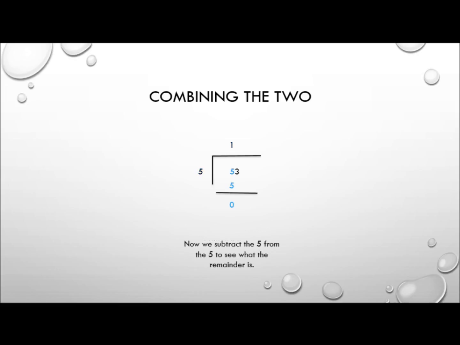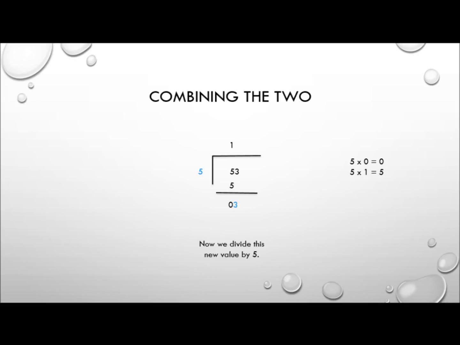So to find out the remainder, all we do is subtract the two 5s. In this case, 5 minus 5 is 0, so we write down the 0 to show that there's no remainder. And now we bring down the 3, just like that. And now what we're trying to do is divide the remainder by 5.